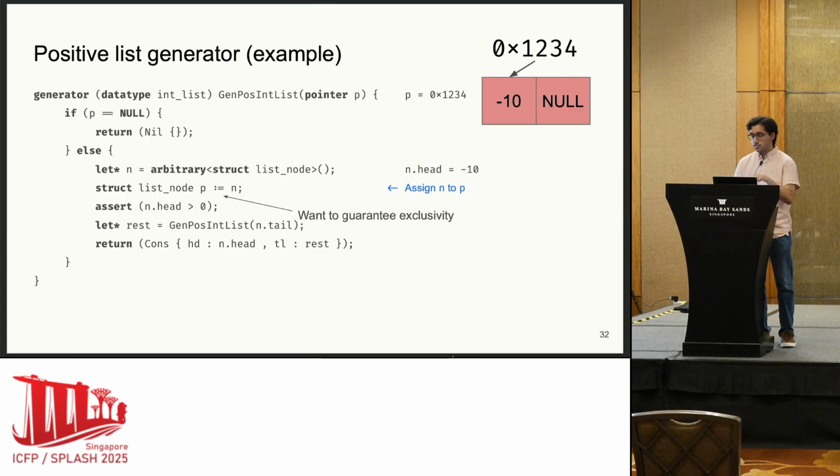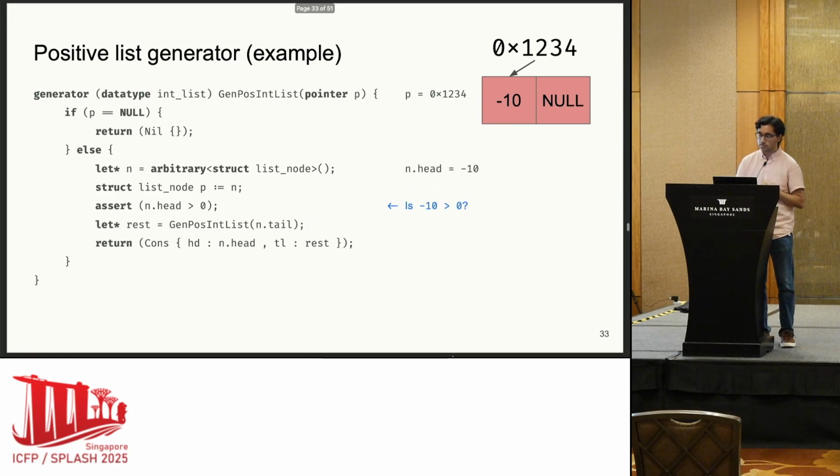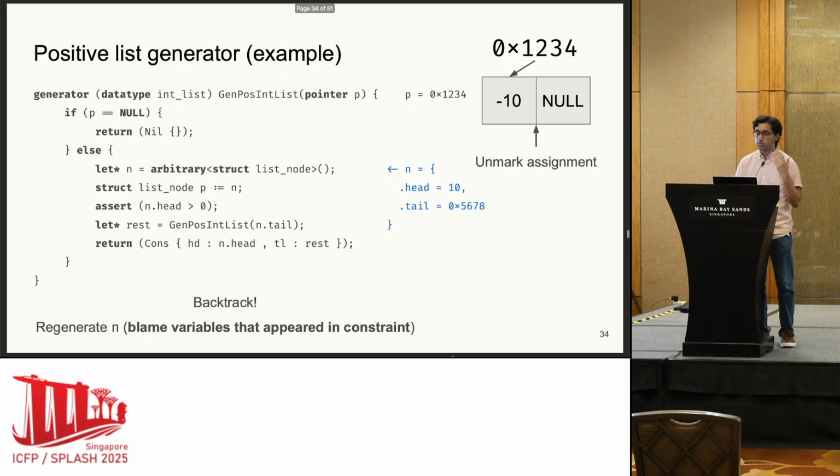And so we want to guarantee exclusivity, and so we'll do a very similar thing to what Fulminate was doing when it was checking the predicate. We will instead mark when we assign to a location to make sure that we never assign to the same location. And then we will check an assertion. If an assertion fails, we will once again backtrack. In this case, since we backtracked before an assignment, we're going to unmark the assignment.